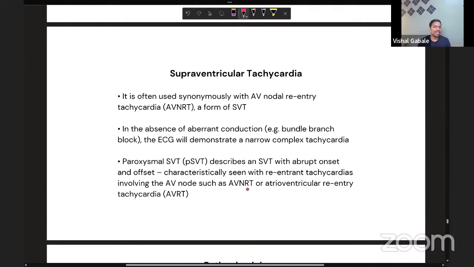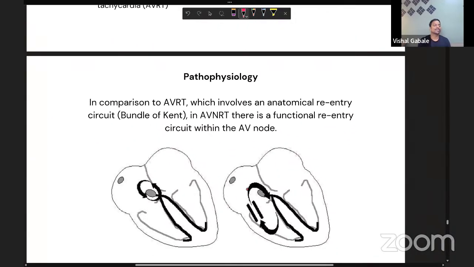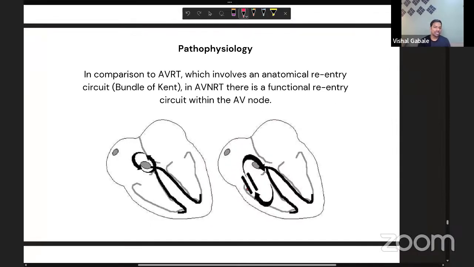So this is typically AVNRT, which is SVT, synonymous with AVNRT. Here there is absence of aberrant conduction, and paroxysmal SVT or PSVT describes the SVT with an abrupt onset and offset. Now let's discuss the mechanism of the AVNRT, which I have already explained on the first day itself. So this is the AV node basically.